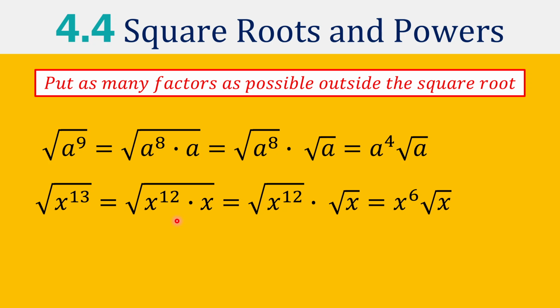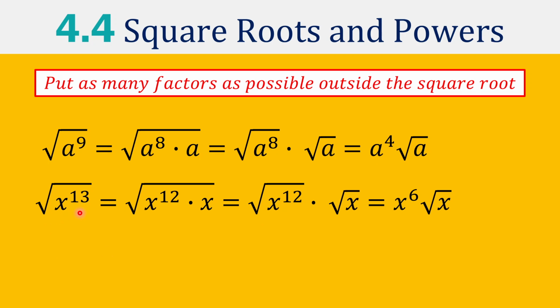Okay? Another rule that I want to introduce to you is that I want to put as many factors as possible outside of the square root. That means if I take the root of a power that's uneven, or odd, I should say, then what I can do is split it again. So the root of a to the power of 9 is the same as the root of a to the power of 8 times a. Add the exponents: a to the power of 9. Then I can split them again. This part is even now, so I can take the root of a to the power of 8, which gives me a to the power of 4, root a.